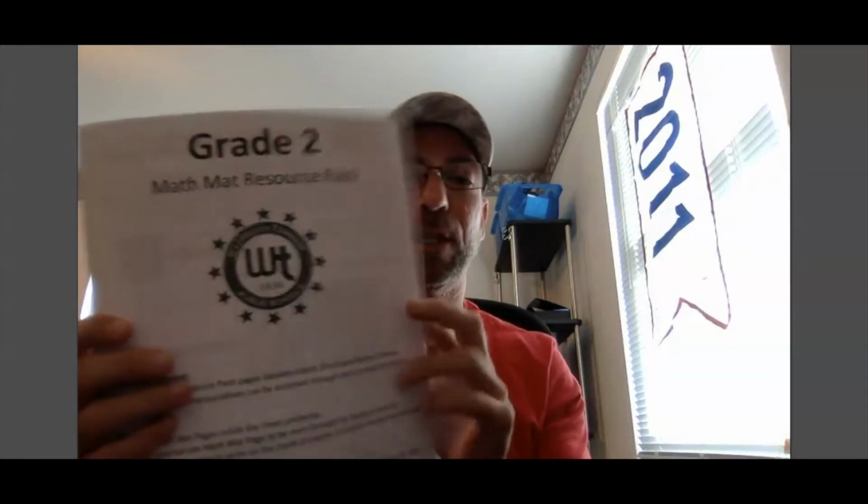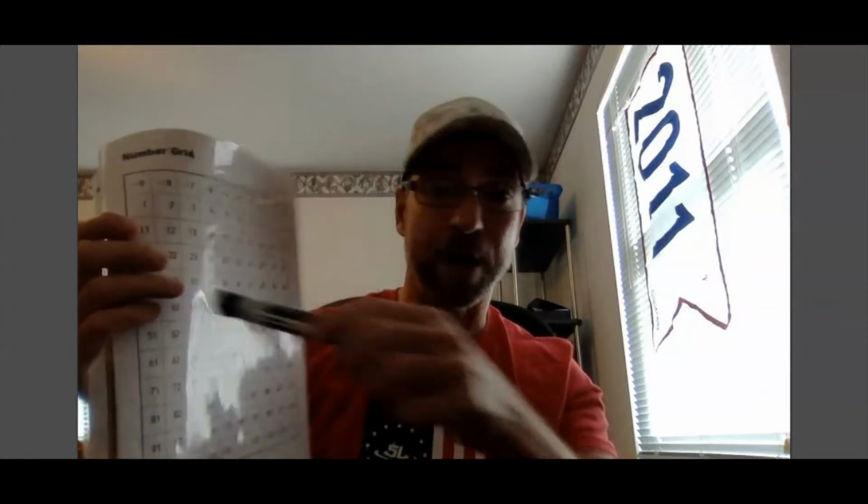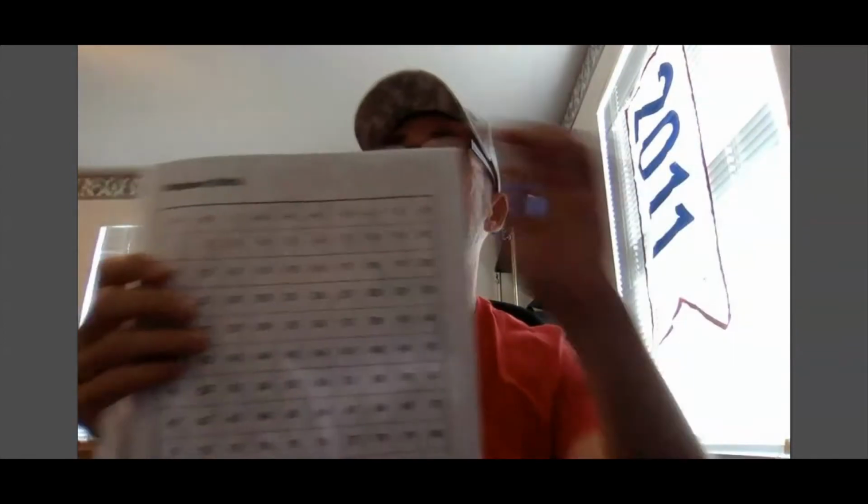Now, some of you may have already received your grade 2 Mathmat resource pack. It contains a bunch of little math templates inside. If you have already received it, you're going to want to look inside and pull out the number grid, because you can take that number grid and place it in the sheet protector that you were given. Now you're able to take a dry erase marker and write on your number grid, erase it with a tissue or an old sock, and write on it again. So this is a math tool that you may find helpful to use during today's lesson.